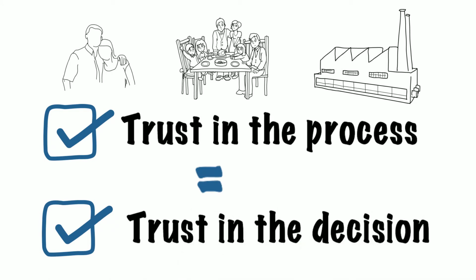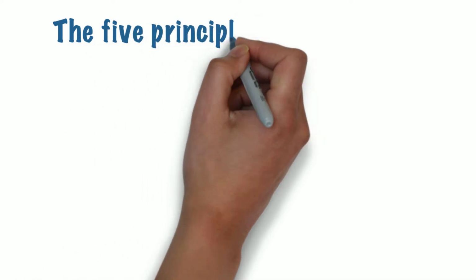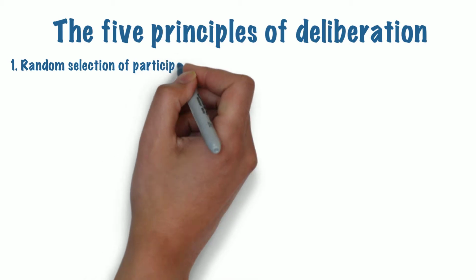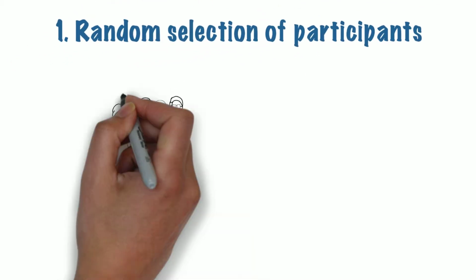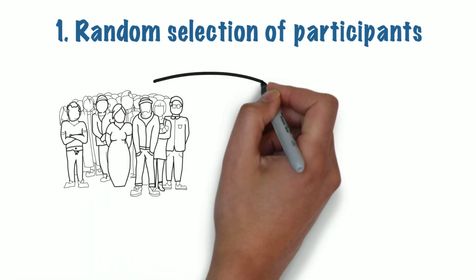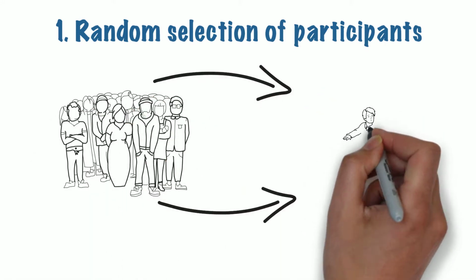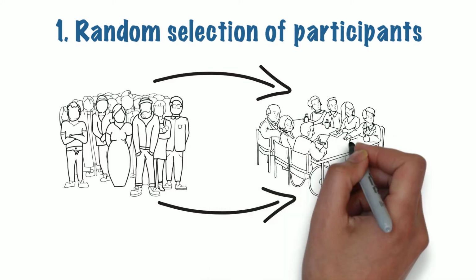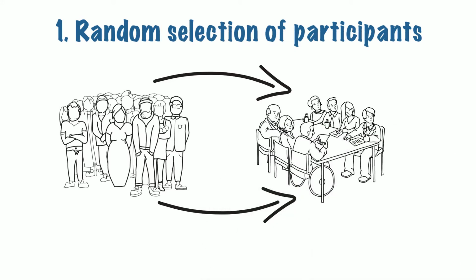It sounds simple enough, but to make it work, you need to follow the 5 essential principles of deliberation. The first principle is to randomly select your participants. From your area, you want to use your existing resources to randomly select a representative sample of people that includes a mix of age, gender, cultures, abilities and incomes. You want the sample to be a cross-section of your entire community.